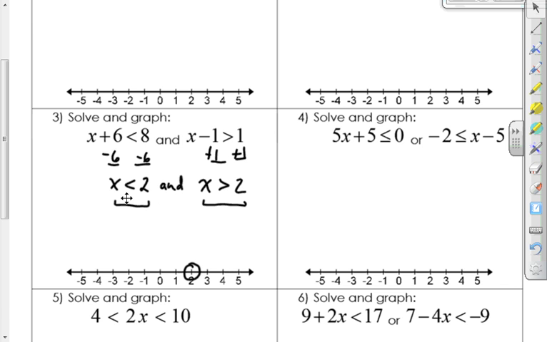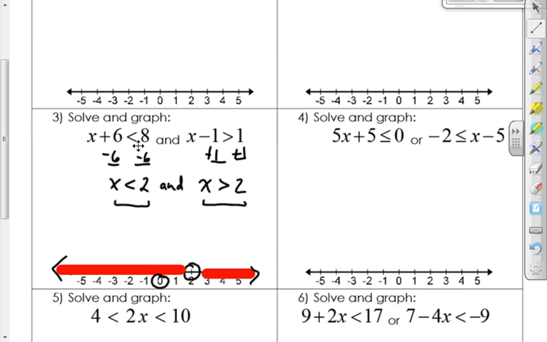But let's think a little harder about what this is saying. In order for this first inequality to be true, x must be less than 2. So that would be these numbers, right? And then for this inequality to be true, x must be greater than 2, and that would be these numbers here. Well, let's think about that. There's no overlapping of the shading, right? So how could a number be less than 2 and greater than 2 at the same time? It's not possible.